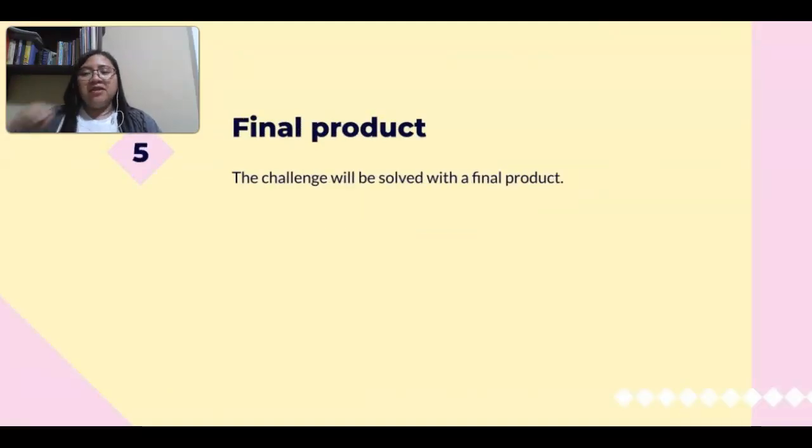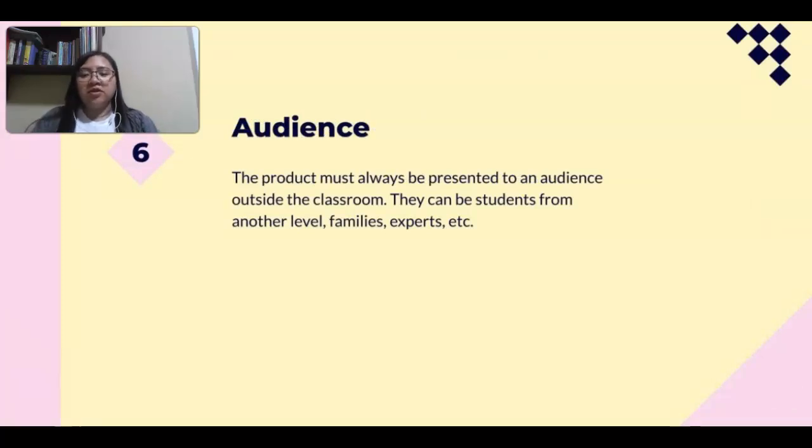We need to choose an audience, but the final product is going to be the creation. So about what we are working on, a video, a magazine, an infographic. It depends on the topic that you choose. The audience: the product must always be presented to an audience. We need to present the result, the process of the creation of a PBL, how we start and how we continue working, and the final product. They can be students from another level, families, experts, teachers, people that are going to help us to improve the learning that we got during the PBL.